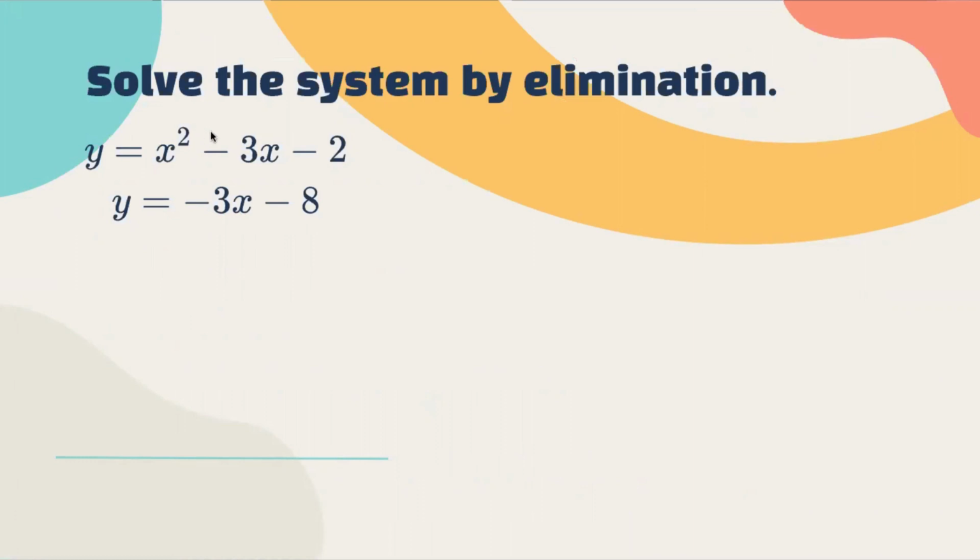We have y equals x squared minus 3x minus 2 for our first equation, and this is our quadratic equation. Our second one is y equals negative 3x minus 8, and that would be our linear equation. First thing you want to do is multiply at least one or even both of your equations by a constant so that you can eliminate one of the like terms. You have freedom to cancel out whichever like term you would like.